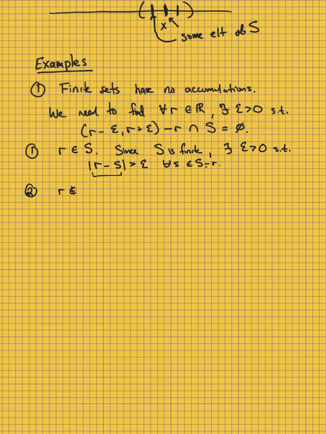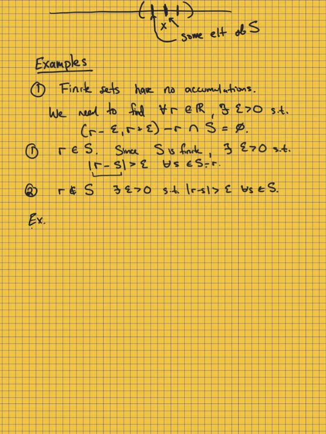For r not in S, it's essentially the same argument. There's going to be some epsilon greater than 0 so that |r minus s| is greater than epsilon for all s in S. Again, you look at all the elements in S, compare their distances |r minus s|, and you just take some number smaller than that. Okay, so let me do another example.